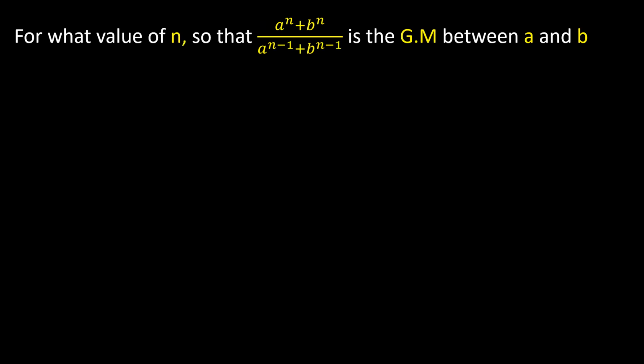So the next one is the same expression as for the arithmetic mean, but here it says that we have to find the value of n in such a way that this expression is a geometric mean between a and b. So this expression is a raised to power n plus b raised to power n, over a raised to power n minus 1 plus b raised to power n minus 1. That should be equal to, so here I put that as a positive geometric mean.